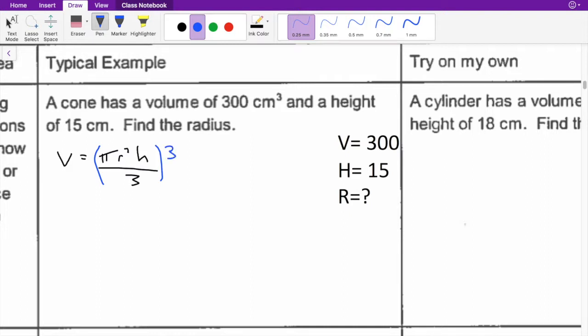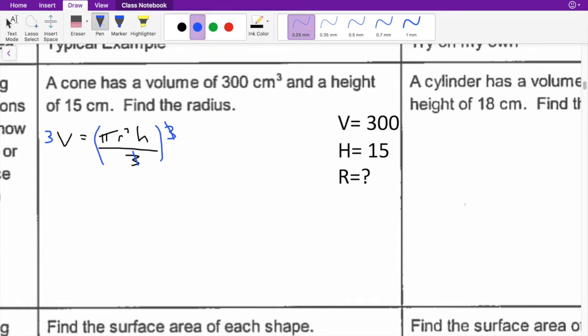Multiply this side, looks very familiar. That's going to cancel out. Whatever I do to one side, I have to do to the other side. Right? So now I have 3v equals pi r squared times height.